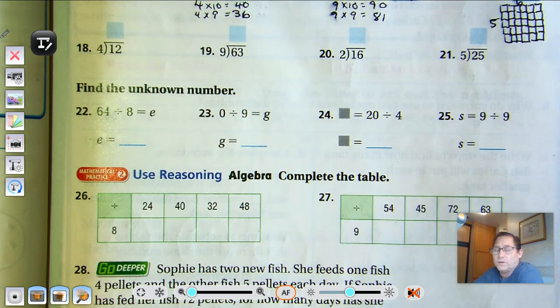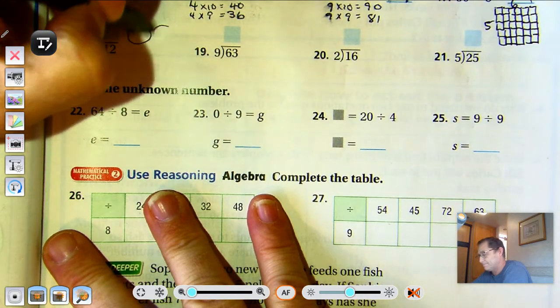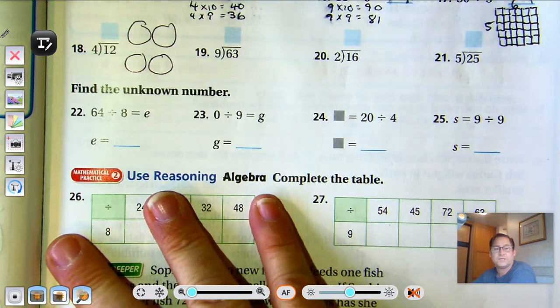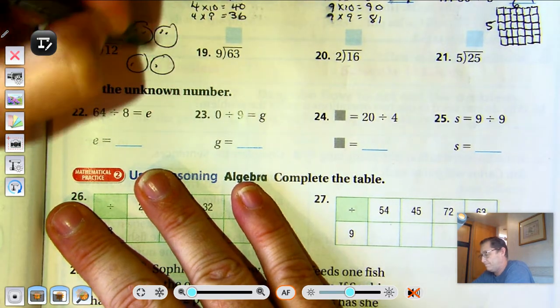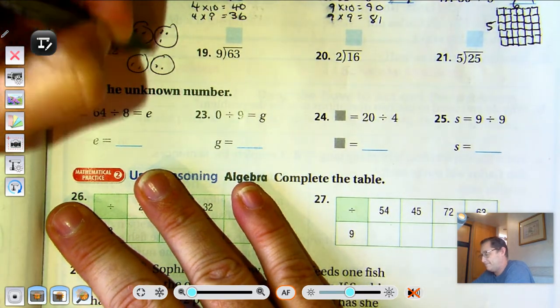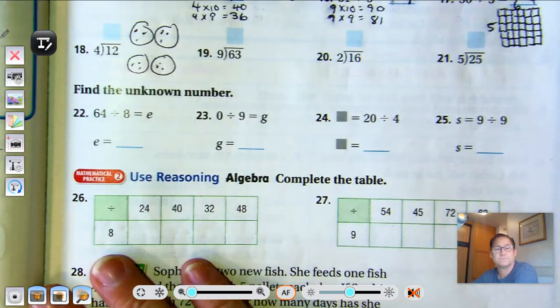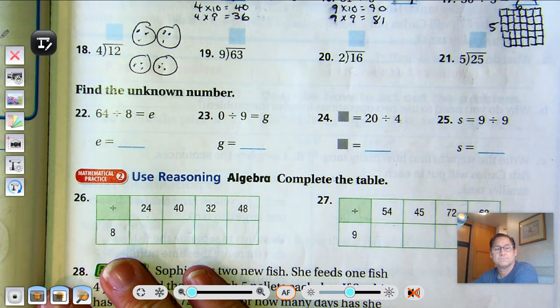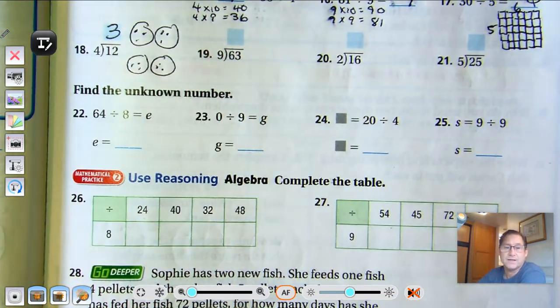12 divided by 4. Okay, let's use equal groups. 4, 8, 3, 6, 9, 12. Okay, so there's 3 in each group. And 4 times 3 is 12, so that makes sense.